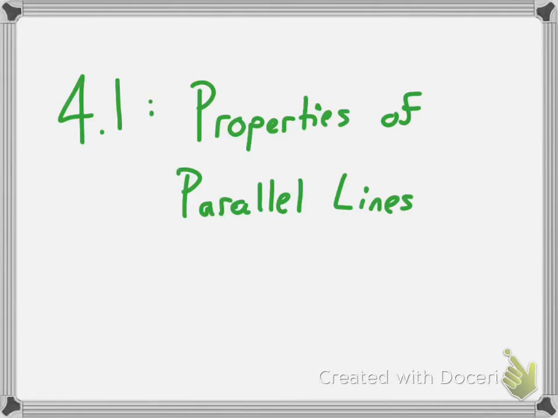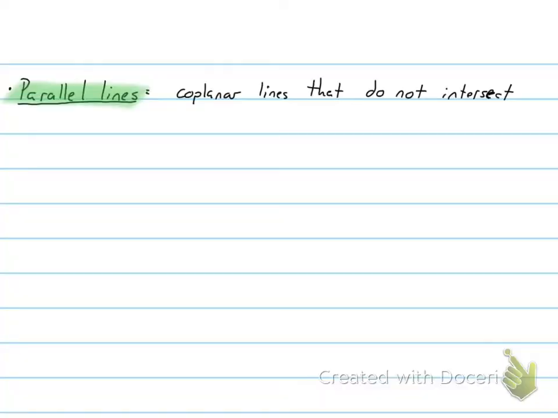In Chapter 4, we're going to start by talking about the properties of parallel lines. Parallel lines, again, as a refresher, are coplanar lines that do not intersect. So this is what they would look like. Usually they're marked by two little red arrows pointing the same way. That would indicate that those two lines are parallel.